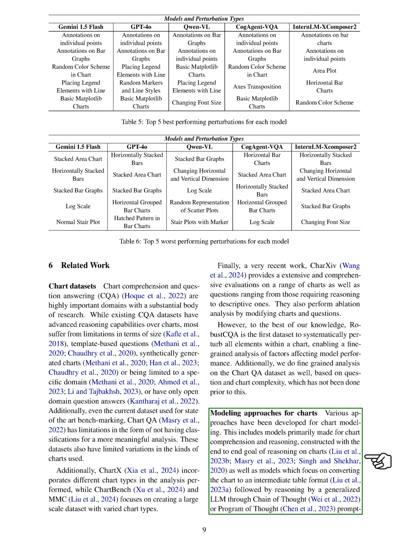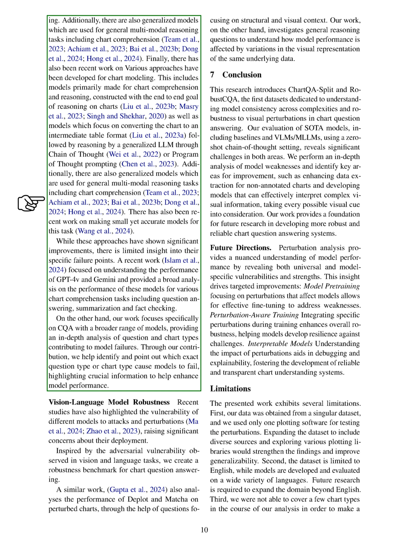Various modeling approaches have been developed for chart comprehension, ranging from end-to-end reasoning models to models converting charts into tables for reasoning. Recent work has focused on developing accurate models for chart tasks, but there is limited understanding of their failure points. Our study focuses on a broad range of models for chart comprehension and provides detailed insights into question and chart types that lead to model failures, offering crucial information to enhance model performance.